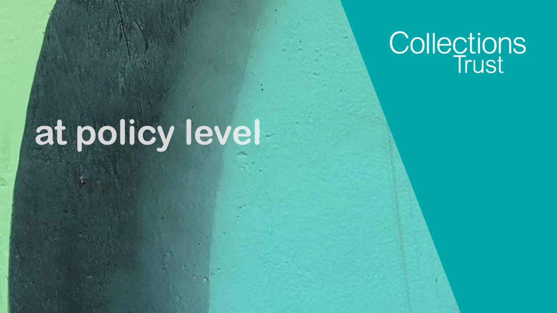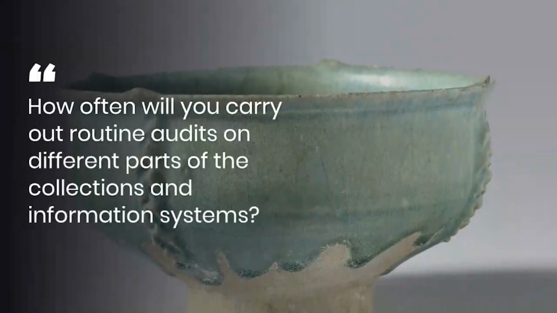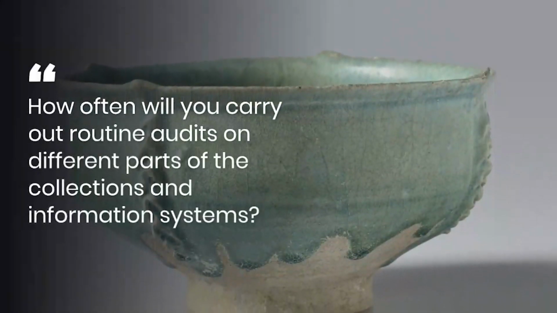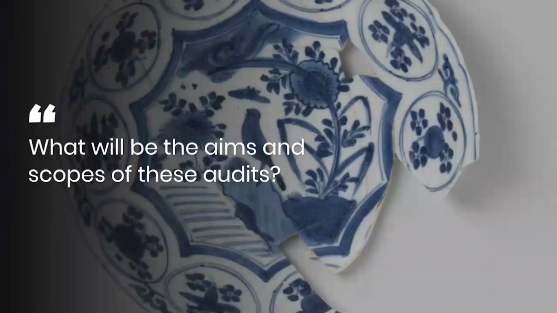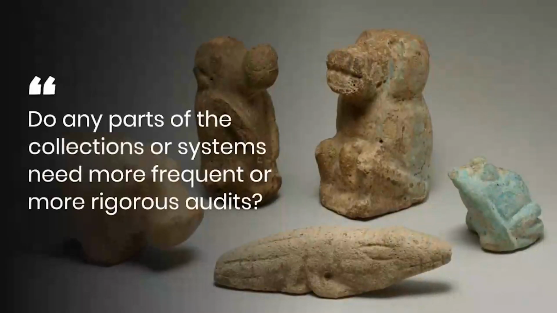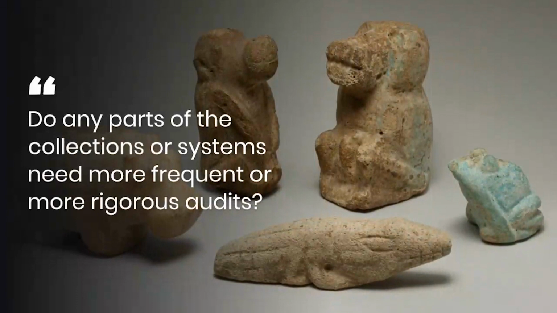For example, how often will you carry out routine audits on different parts of the collections and information systems? What will be the aims and scopes of these audits? And do any parts of the collections or systems need more frequent or more rigorous audits?